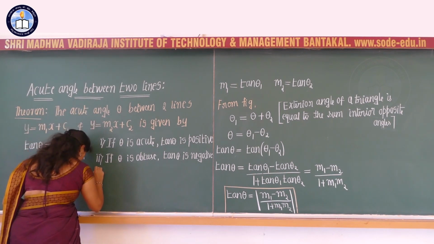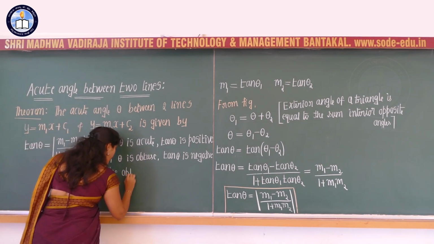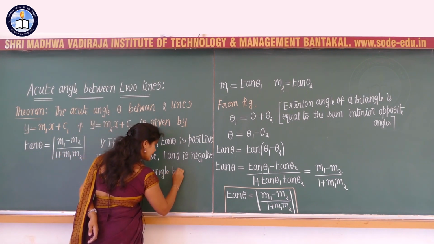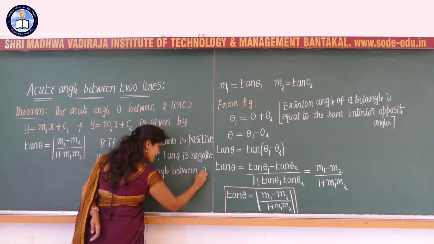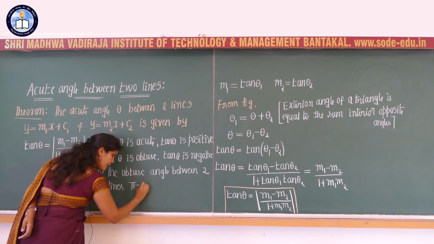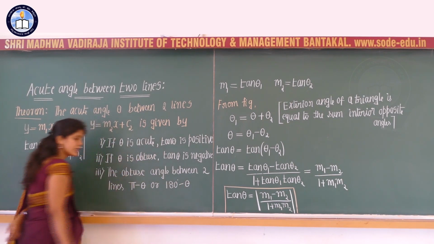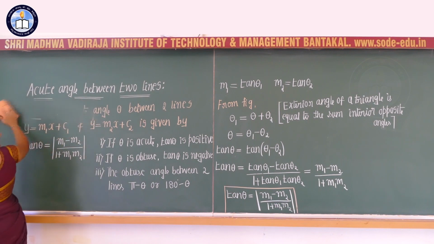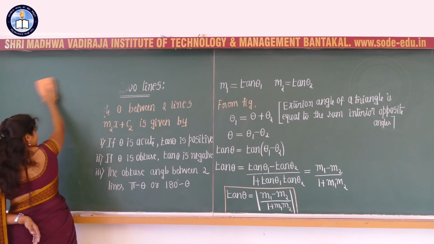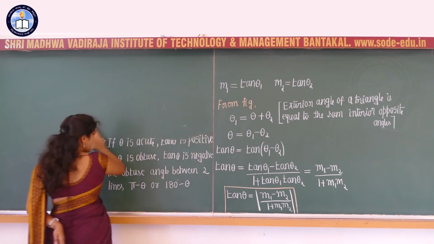And let's consider the third point. The obtuse angle between two lines is given by pi minus theta or 180 degrees minus theta. So in order to get the obtuse angle between the two lines L1 and L2, we can consider this, that is, the obtuse angle between two lines L1 and L2 is given by 180 minus theta or pi minus theta.